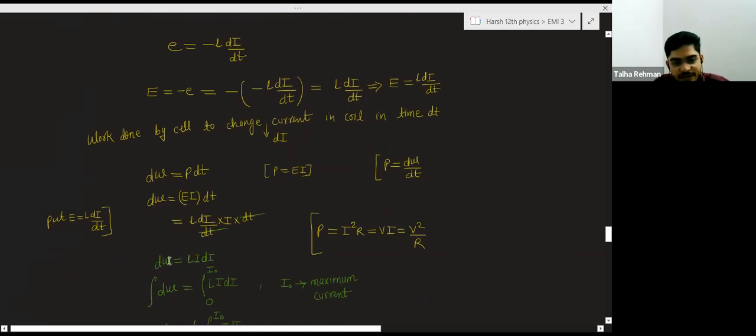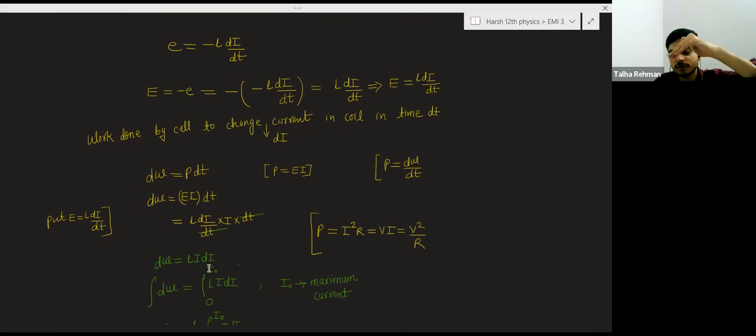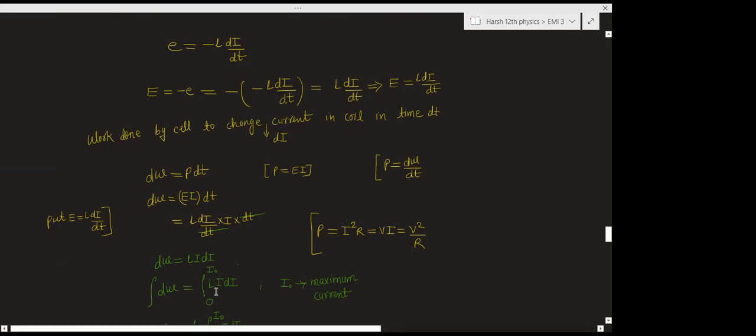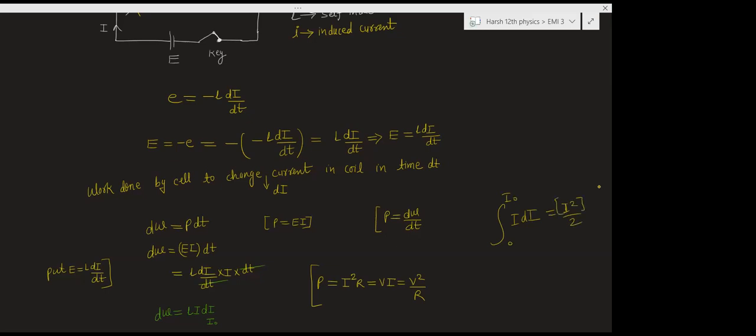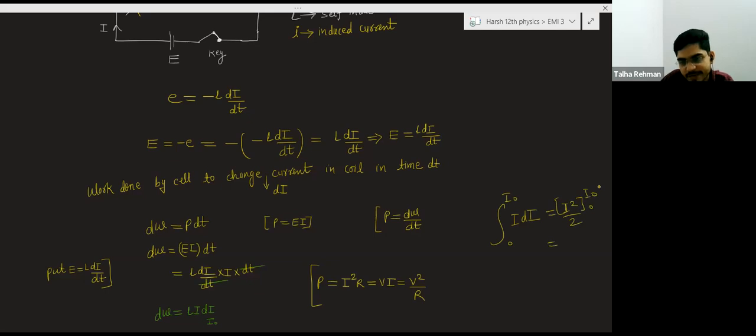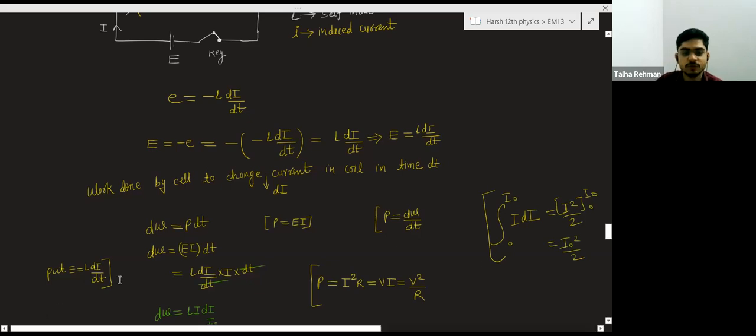Now we will integrate this. Here the limit of integration will be 0 to I naught. I naught is the maximum current, because in the circuit the current is increasing from 0 to some value I naught. Integration, I think you should know: if you integrate I into di from 0 to I naught, the answer will be I square by 2. You apply the limit 0 to I naught and you get I naught square by 2.